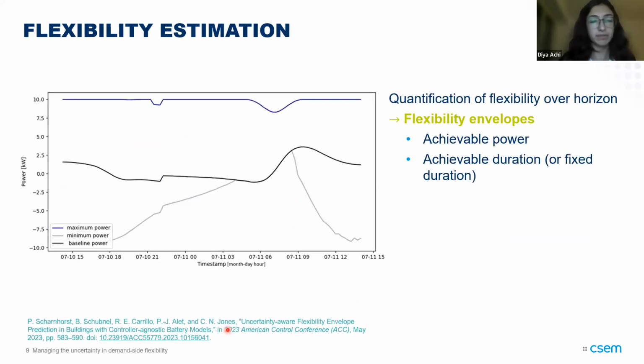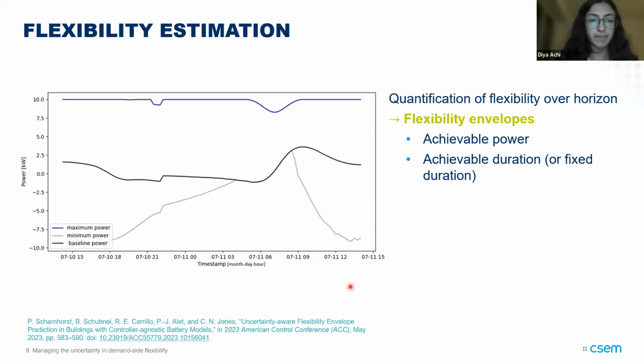So the first step of the solution is the flexibility estimation. What we want to do is quantify this flexibility over a time horizon. And to do that, we use flexibility envelopes. So those flexibility envelopes will give us the bounds that we don't want to violate when exploiting the flexibility of the asset, when controlling them.